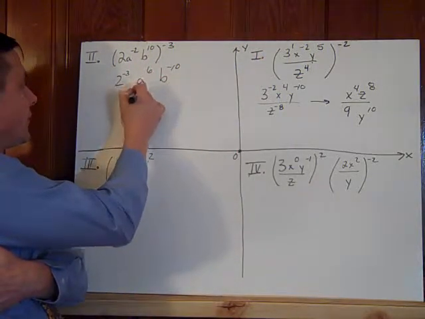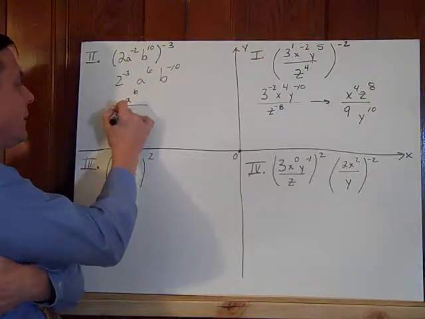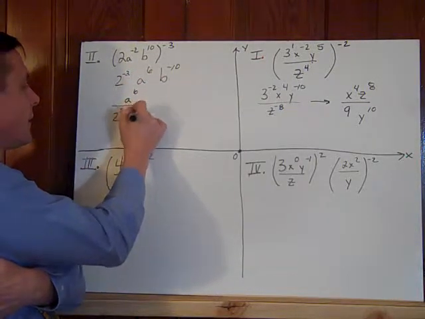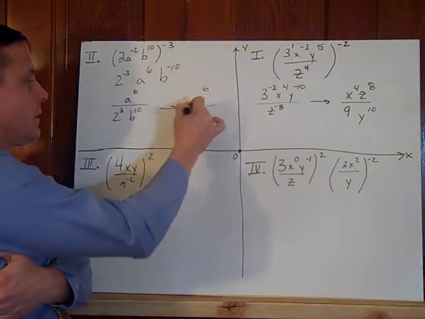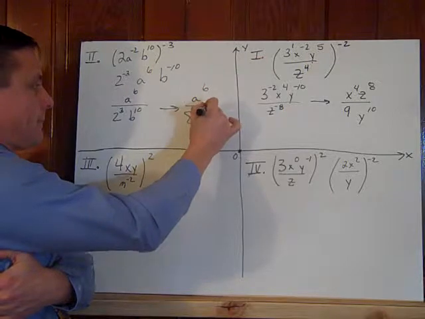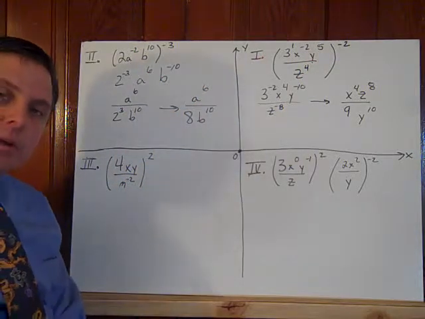I will take the 2 things down that are negative. And this time I will rewrite just like you guys have to. a to the 6 over 8 b to the 10.